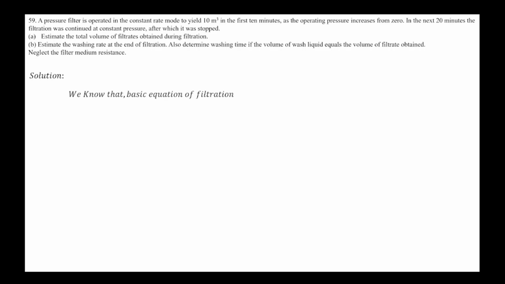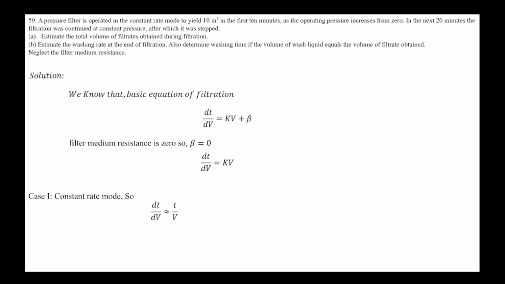So very first thing, we know the basic equation. This is the basic equation. Filter medium resistance is 0, that means beta is equal to 0. We will get this. Now case 1, constant rate mode, this becomes this. Applying the formula, K is this. So K is constant in all the process, whether we are using constant rate or constant pressure. Now constant pressure, this. Now we will solve with pen here. So integrating it.